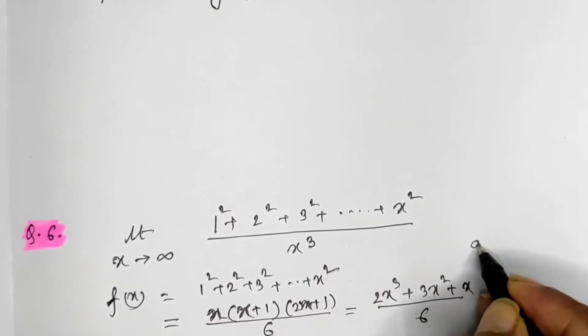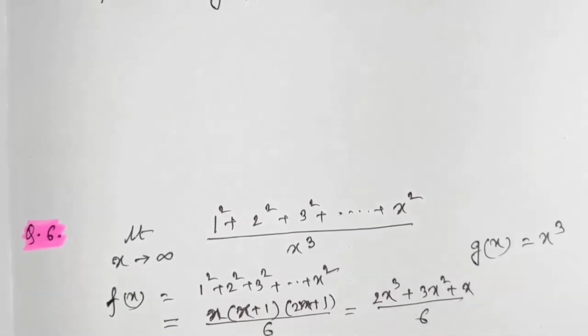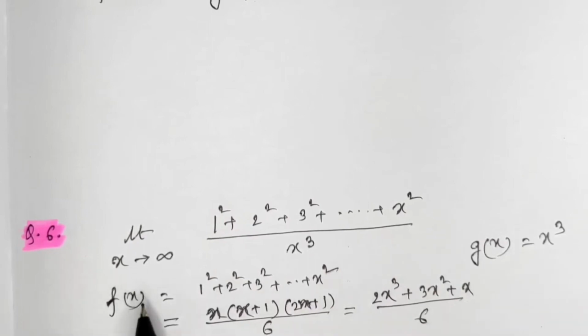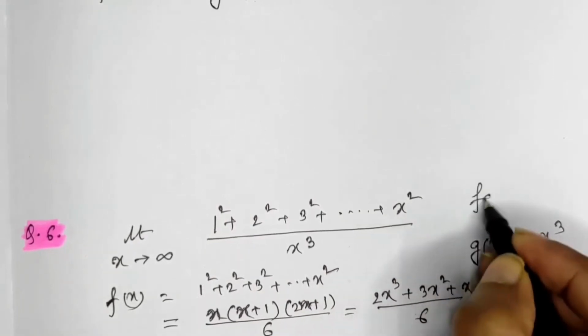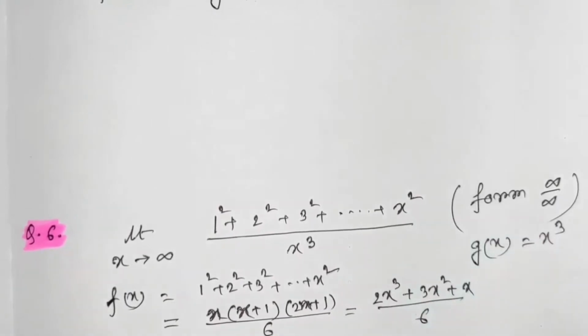And we will have g(x) equal to x cube. So in these functions, if we substitute the limit, we shall find that f(x) is tending to infinity and g(x) is also tending to infinity when x tends to infinity. So the given limit is in the form of infinity by infinity.